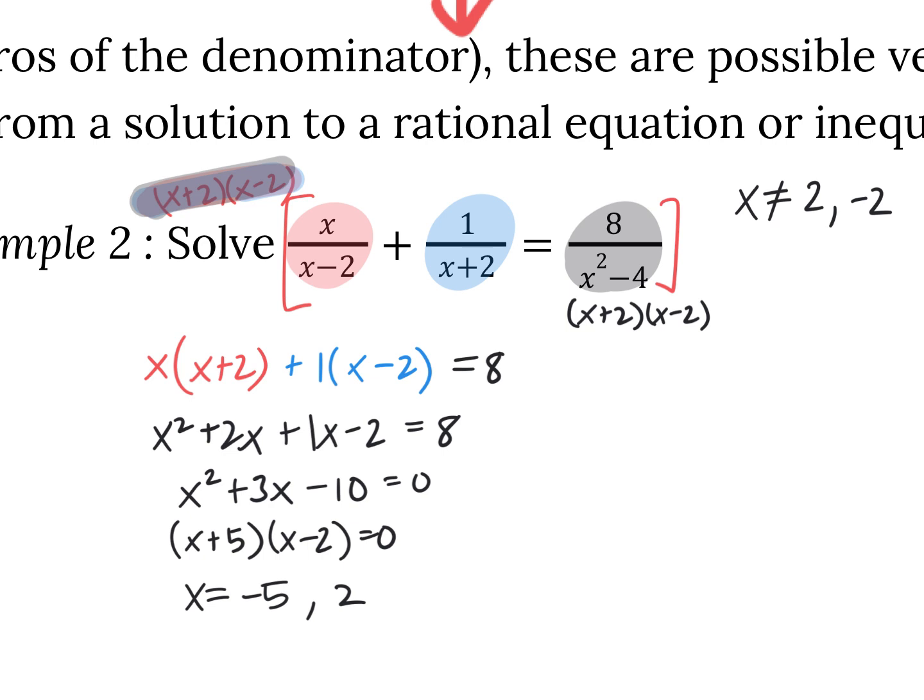Now, are both of those answers for this problem? No. I got to omit one of them. I got to omit 2 because I can't have 2 in my denominator. Otherwise, I'm dividing by 0. We can't do that. So our answer is just x equals negative 5 for this one. Okay.